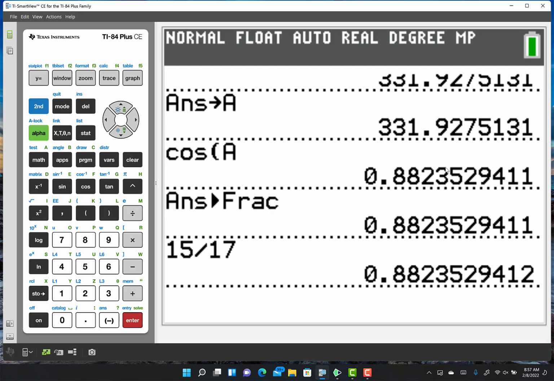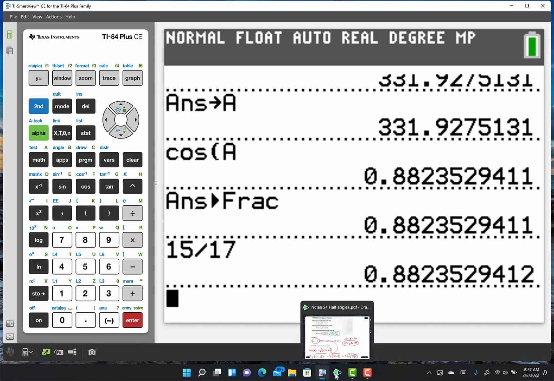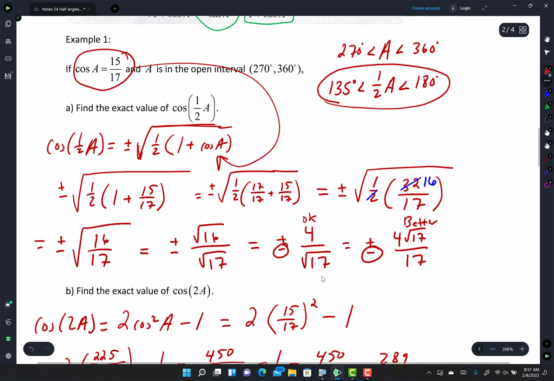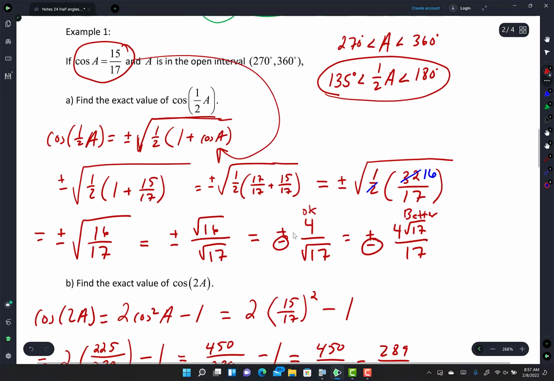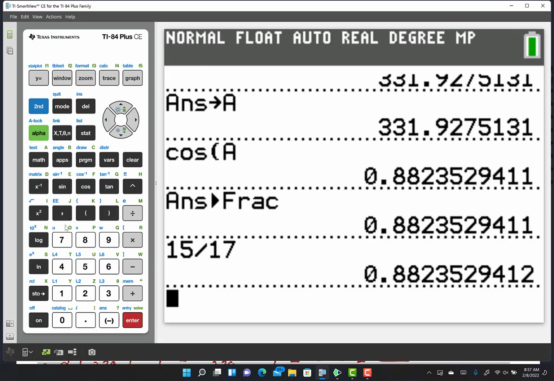Okay, now check it out. Let's find out first what this is. In case you don't know what I'm doing, guys, I'm verifying this. So let's find out what 4 divided by square root of 17 is in decimal.